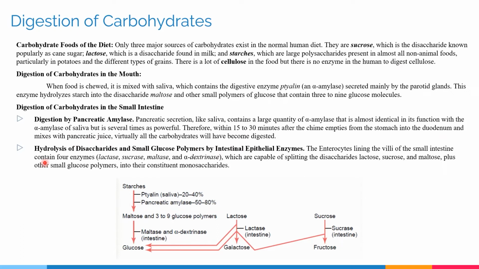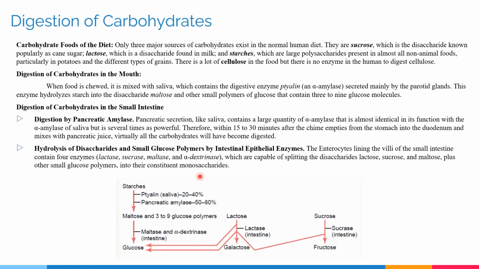Next is the hydrolysis of disaccharides and small glucose polymers by intestinal epithelial enzymes. The enterocytes lining the villi of the small intestine contain 4 enzymes, which are lactase, sucrase, maltase, and alpha dextrinase, which are capable of splitting the disaccharides lactose, sucrose, maltose, plus other glucose polymers into their constituent monosaccharides.